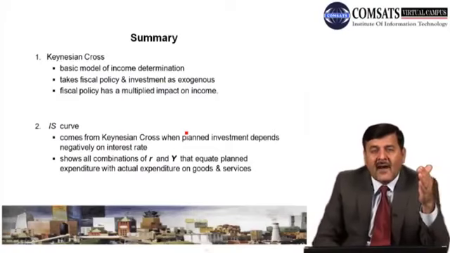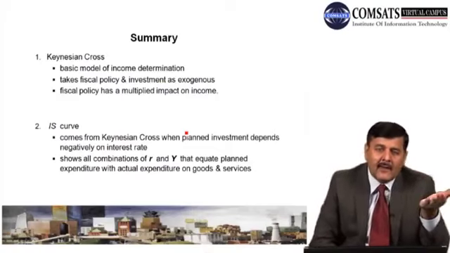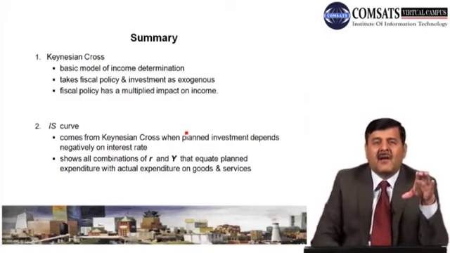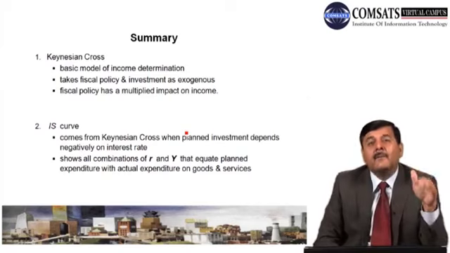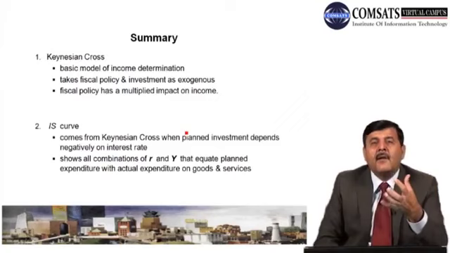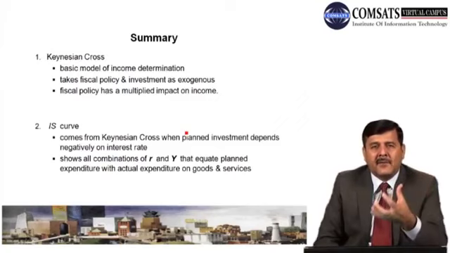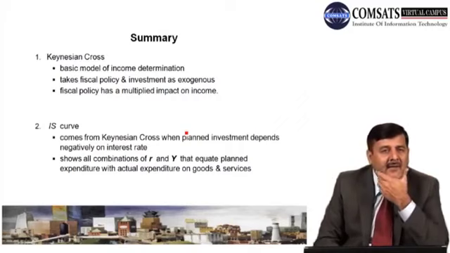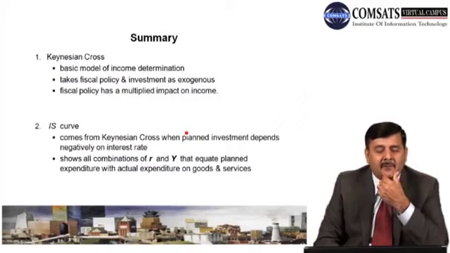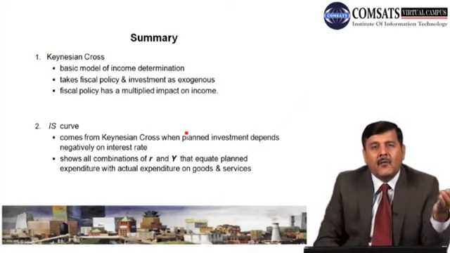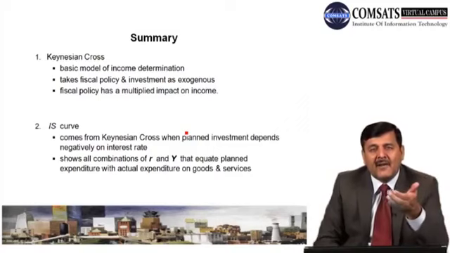उसके बाद हमने we have used this Keynesian cross and tried to derive the IS curve, investment saving curve. What is IS curve? IS curve is the combination of rate of interest and income level that brings equilibrium in the goods market. So with the help of Keynesian cross we have derived the IS curve. और उसके बाद हमने देखा कि how IS curve can be shifted by using monetary and fiscal policy.